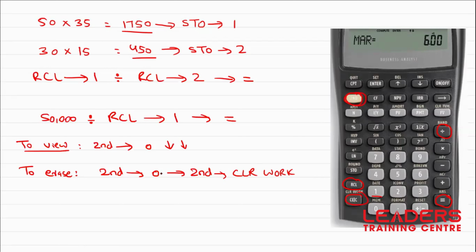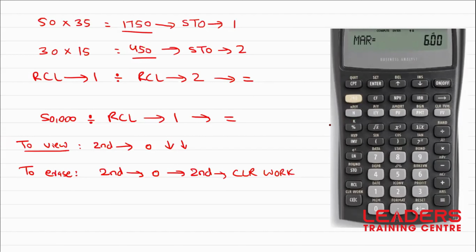Now most of the time students only press second and clear work and assume that it should erase the memory. It won't unless you enter into the memory. So you need to press second and 0 and then press second and clear work in order to erase the entire memory. All right, so far we have been discussing the general functions of your calculator.